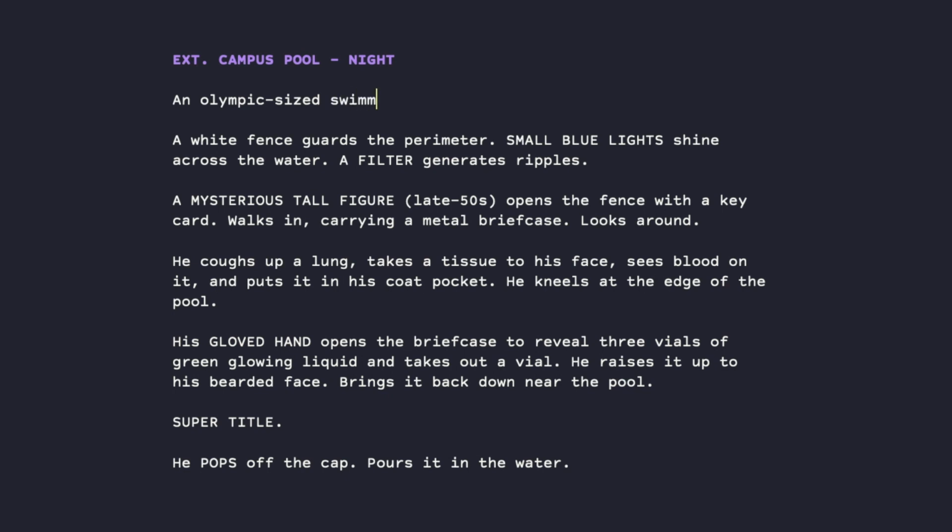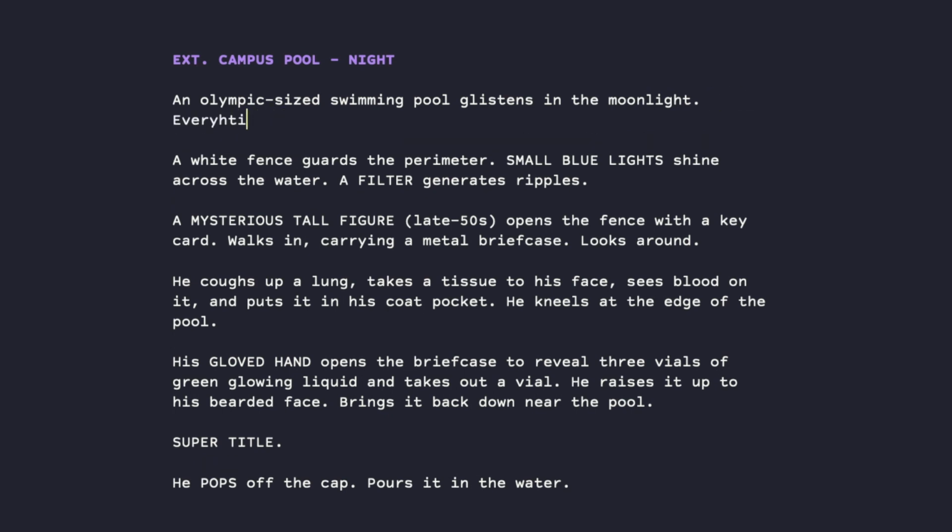sized swimming pool glistens in the moonlight. Okay, this tells us that it's outdoors. We could say an open air Olympic sized swimming pool, but this should give us the clue. We can say everything is still. Let's hammer it in. No one in sight.